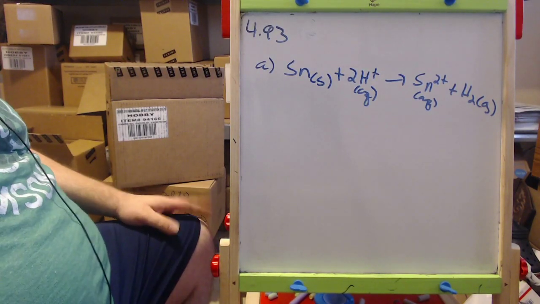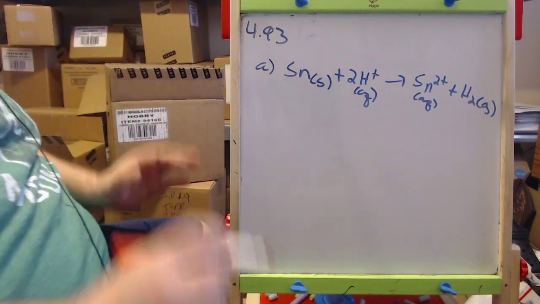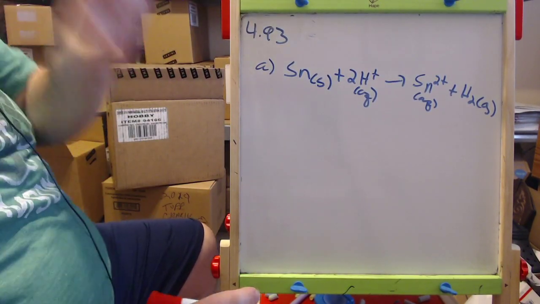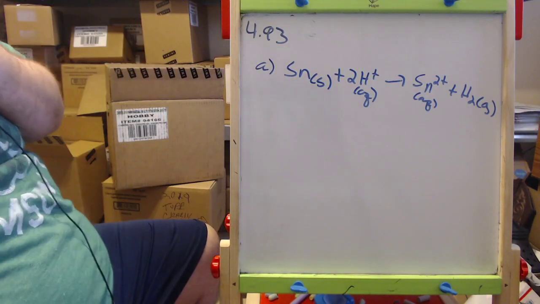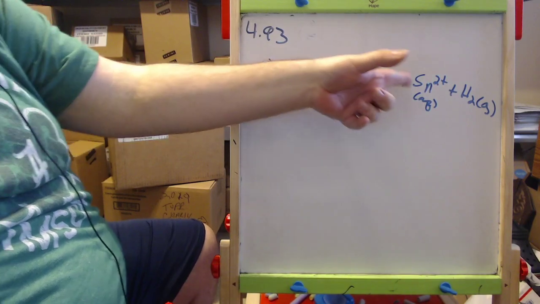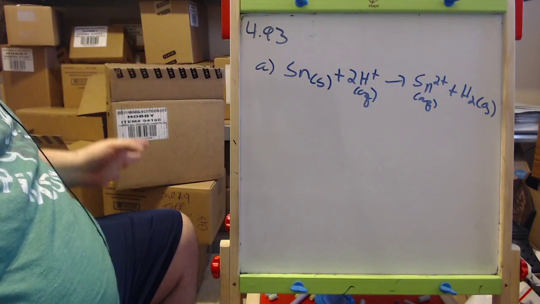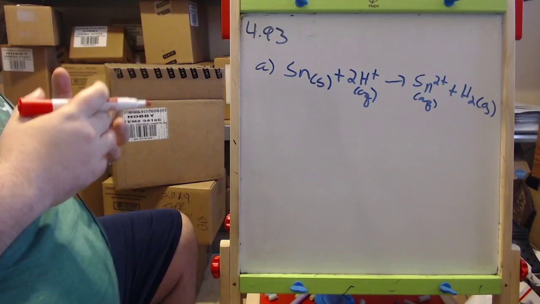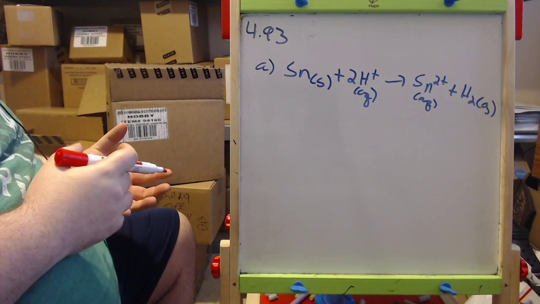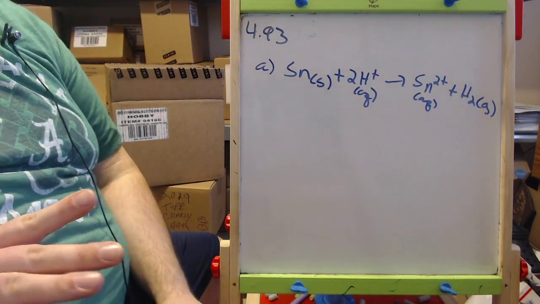Okay? Now, to do this, I need to assign oxidation numbers. Now, if you do it the way I'm going to tell you to do it, you don't even have to worry about these coefficients. The coefficient in front, you don't have to worry about it. So we want to know if something's losing electrons or gaining electrons. So we have to look at our oxidation rules on our slides.